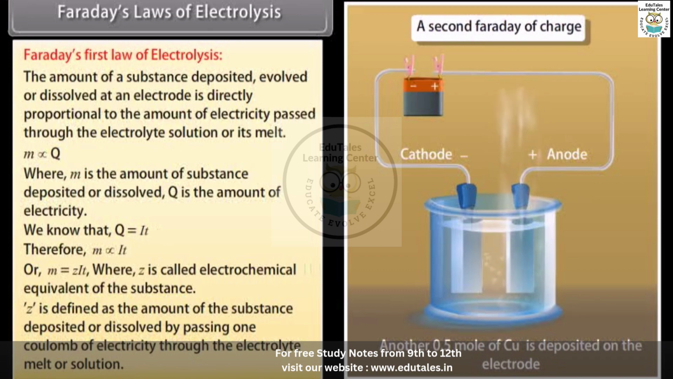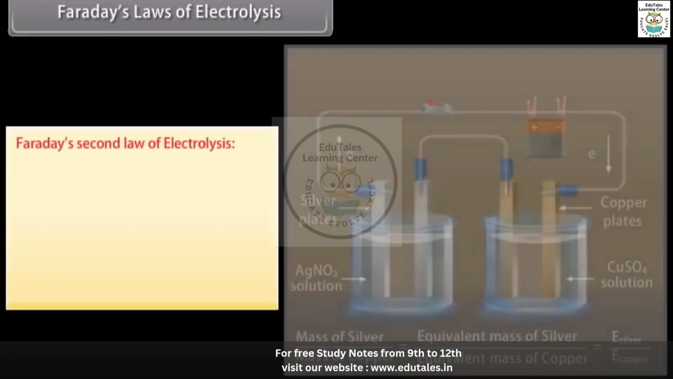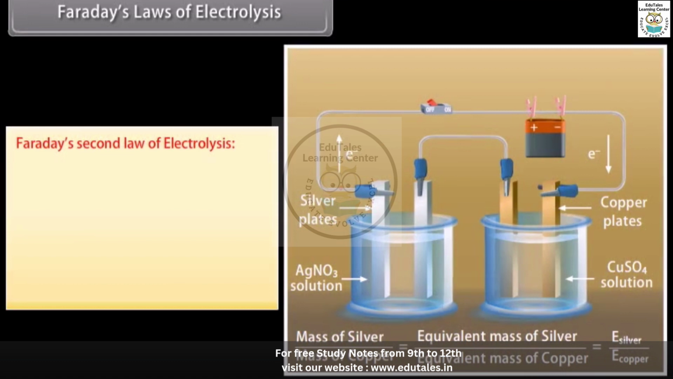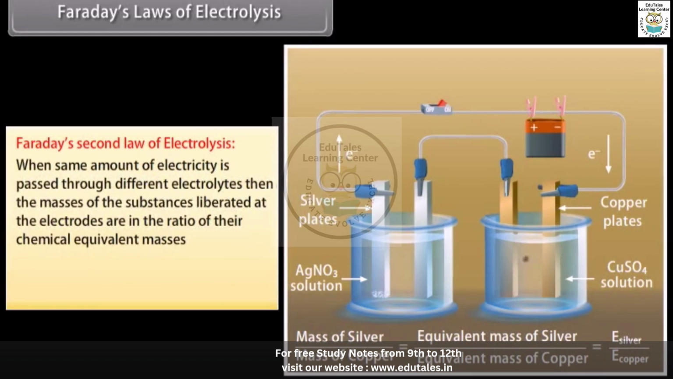Faraday's second law of electrolysis. When the same amount of electricity is passed through different electrolytes, then the masses of the substances liberated at the electrodes are in the ratio of their chemical equivalent masses.